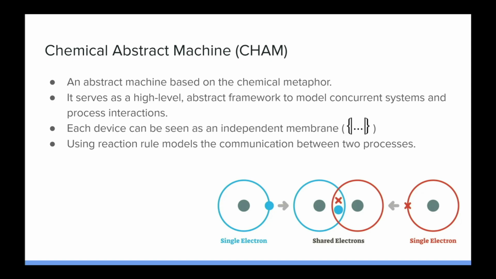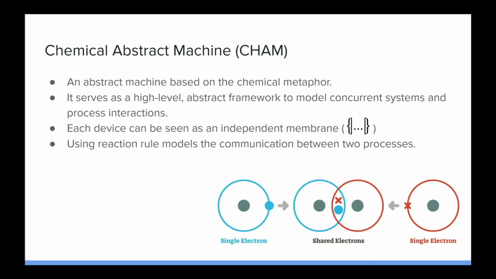The first is the membrane. A membrane is a boundary around a set of process elements, and it can be seen as an individual environment in CHAM. In our work, we use the same idea, but slightly different. Each quantum device can be seen as an independent membrane.